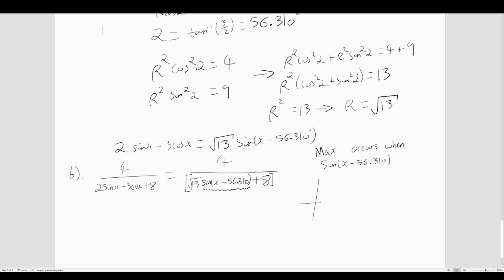Now, any sine function is always bound between 1 and minus 1. So the smallest that the sine part of the denominator could possibly be is minus 1. So the maximum will occur when sine of x minus 56.310 is equal to minus 1. And then that would give us 4 over root 13 times minus 1, which is minus root 13, plus 8. And that would be our maximum.